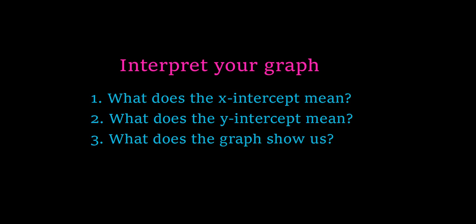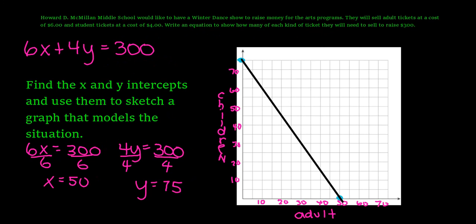Cool. So the x-intercept in this particular situation represented the number of adult tickets that we could sell if no kids came. So if only adults went to the show, we would need 50 adult tickets to reach the amount of money that we were trying to raise. And the y-intercept shows the number of children tickets we will need to sell if no adults come to the show, and that would have been 75 children tickets. And that line just represents every other possible combination.